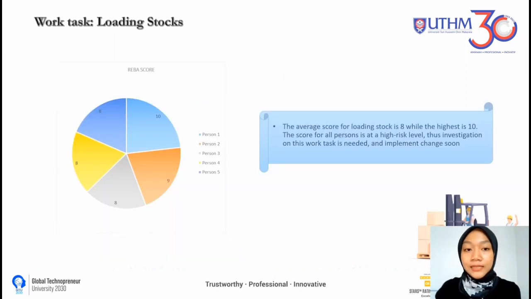The second work task is loading stock. The average score for loading stock is 8, while the highest is 10.